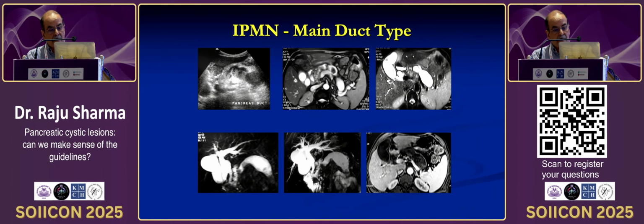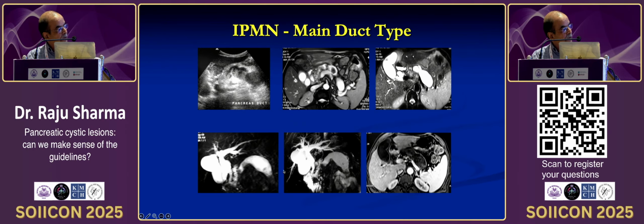Let's look at some examples. This is gross dilatation of the main pancreatic duct. Remember, this degree of dilatation can almost never be seen in chronic pancreatitis. This is measuring almost 2 centimeters, and within the duct you have these echogenic lesions, which can represent mucin, or they may represent nodules of the tumor.